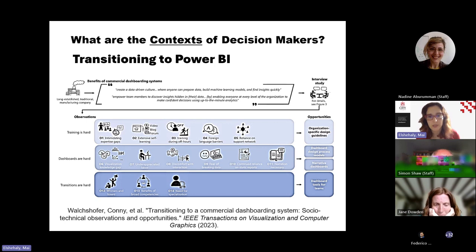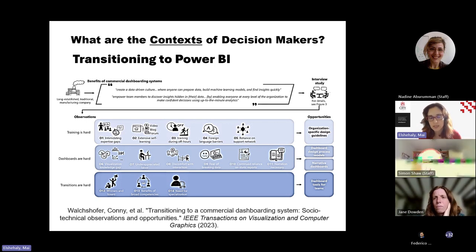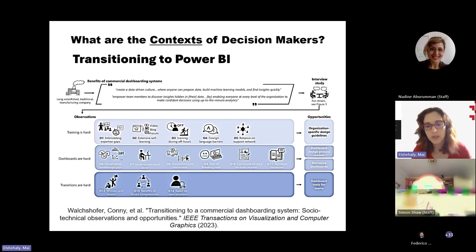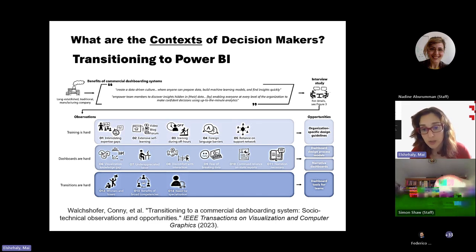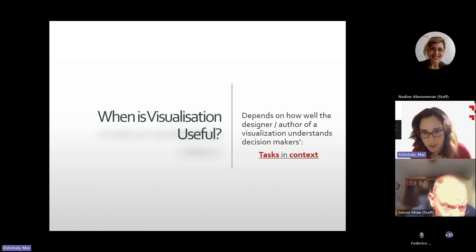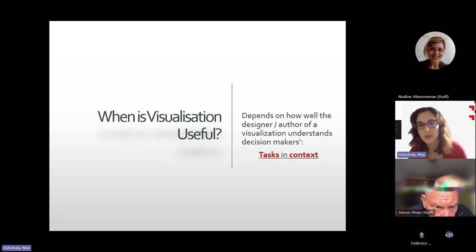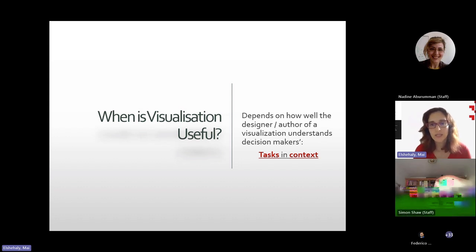These aspects define the socio-technical context in which decision-making using data and visualization takes place, and they are really important in order for us to understand when decision makers can really make use of visualization. And so the first way we can start answering today's question is: when visualization is useful really depends on how well the designer or the author of a visualization understands the decision maker's tasks in context.